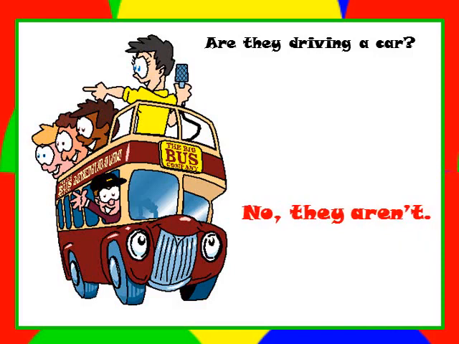And here we have the short form. A short answer. No, they aren't. Or we can say, no, they aren't driving a car, of course. Another question. Are they riding a bike? What is your answer? Yes or no? Of course, no, they aren't. They aren't riding a bike.